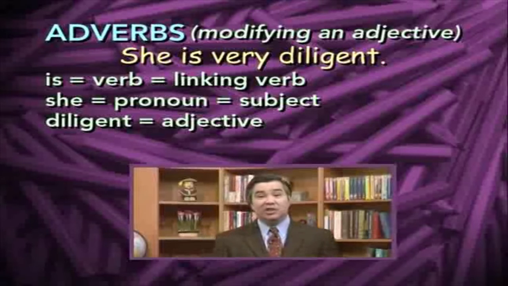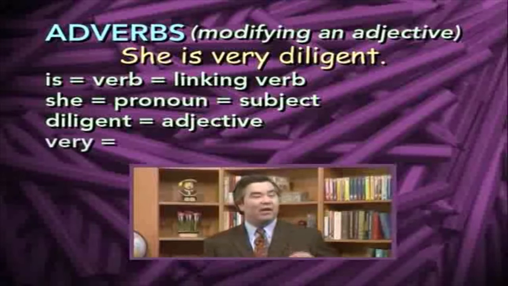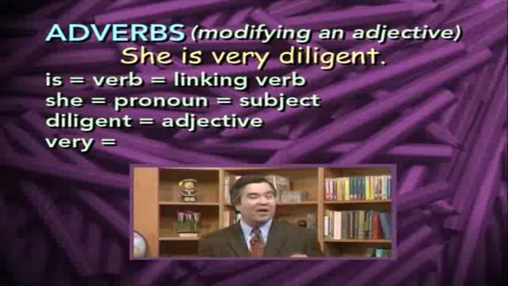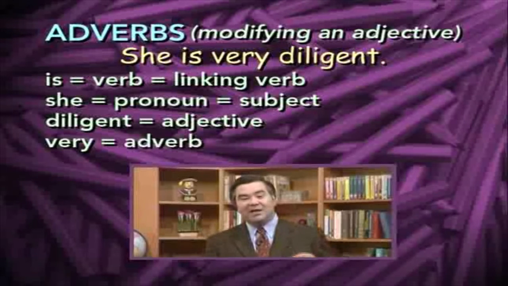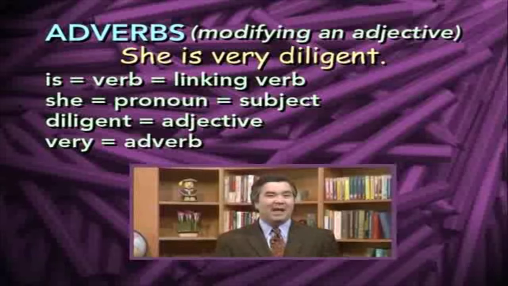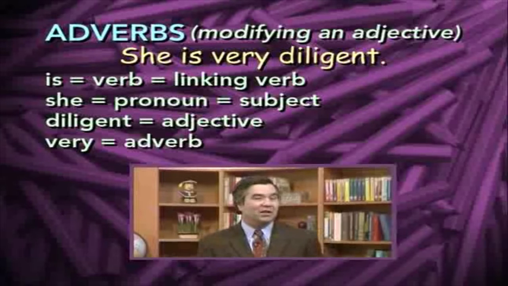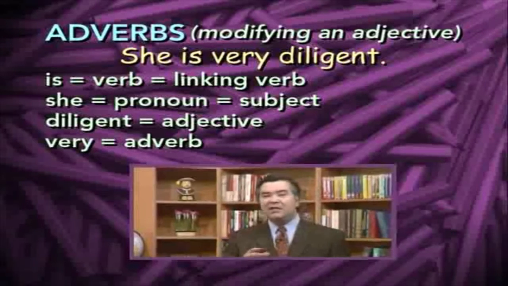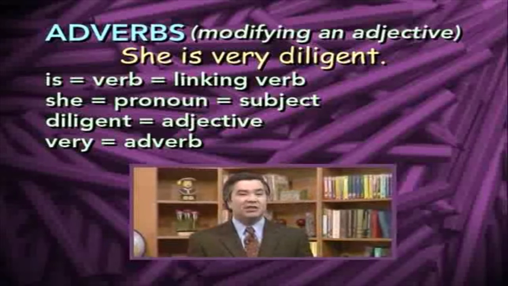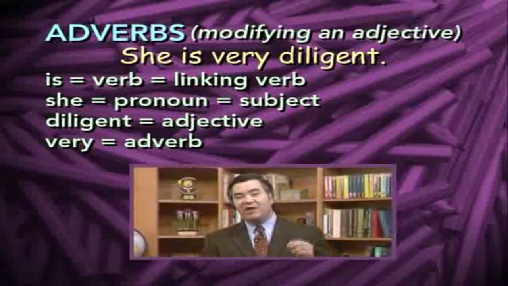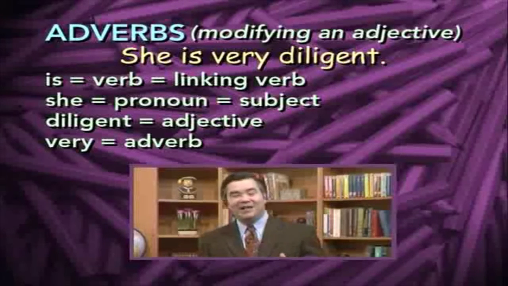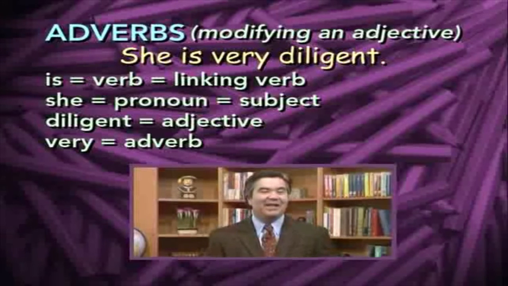She is diligent. And that leaves the word very. What role does very play in this particular sentence? Well, very is an adverb which modifies or gives more information about the adjective diligent. How diligent is she? Very diligent. So very gives us more information about the adjective diligent. Therefore, very is an adverb, because remember, another one of the roles that an adverb can play is to modify or give more information about an adjective.